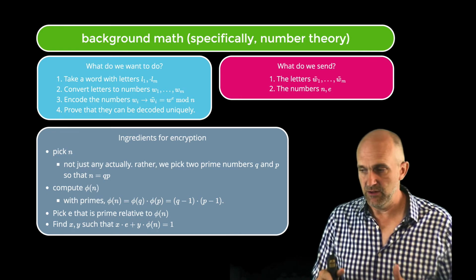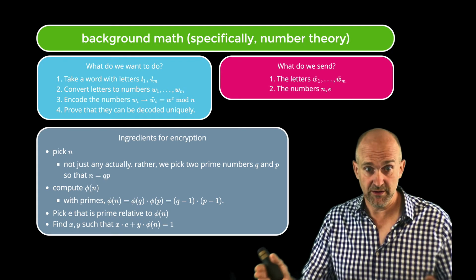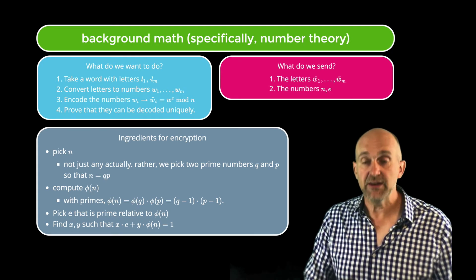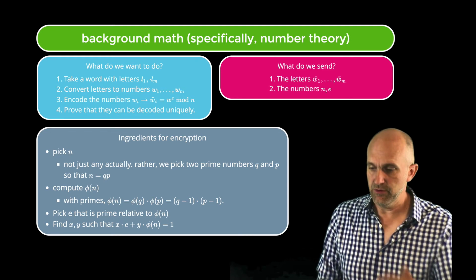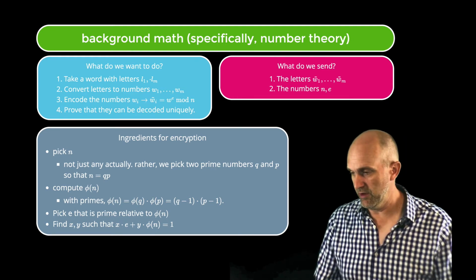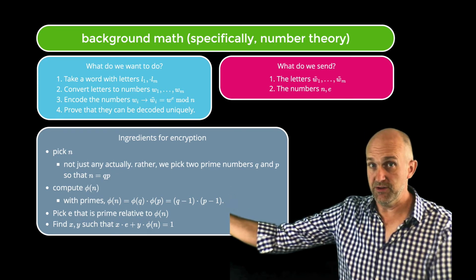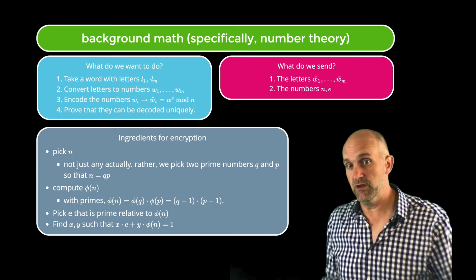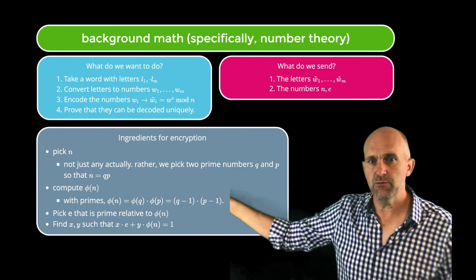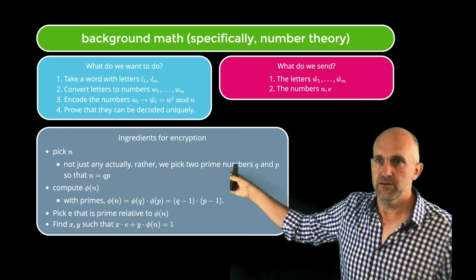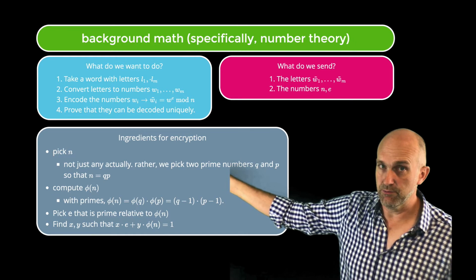The letters are not the letters as such, because we're sending an encrypted message; it is the encoded version of the letter. So if you have a letter W, you convert it to a number, and that number then gets transformed into some number W tilde, and that number is what we pass on. We also pass on the number n, which we picked, the product of the two primes, but we don't tell anybody what the two primes were.